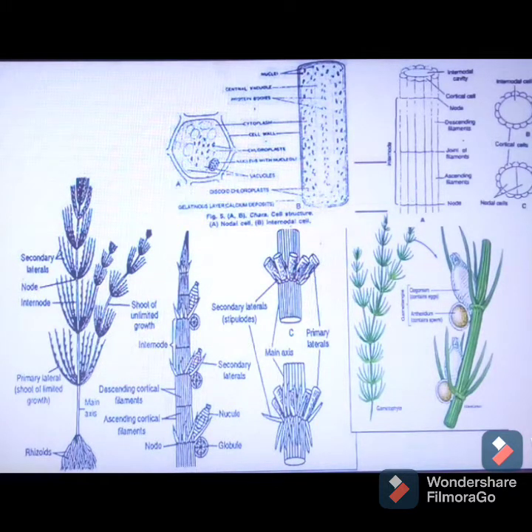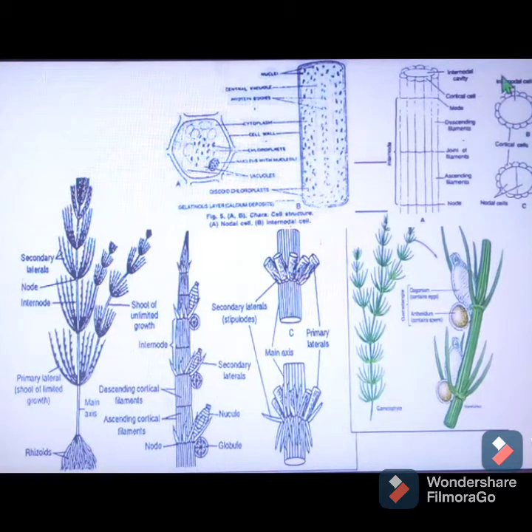The axial cell is ensheathed, meaning enclosed, or corticated by a layer of vertically elongated cells. You can see here this is the internodal cell. This is the transverse section of the internodal cell and this is of the nodal cell. The axial cell is enclosed by a layer of vertically elongated cells of much smaller diameter. You can see these vertically elongated cells which enclose this axial cell.